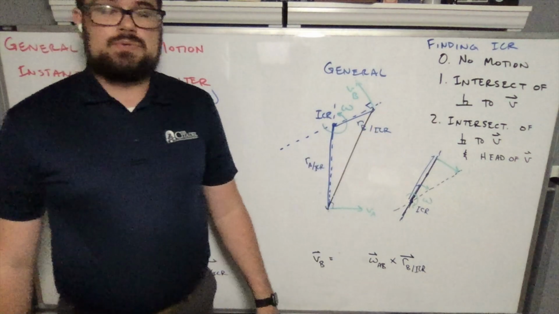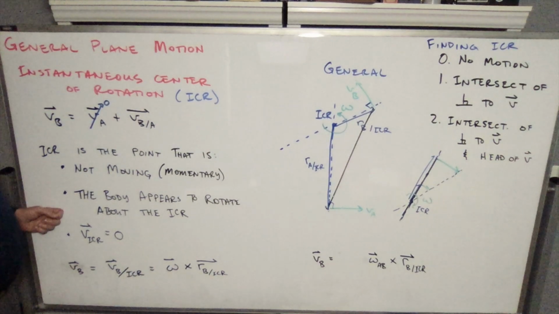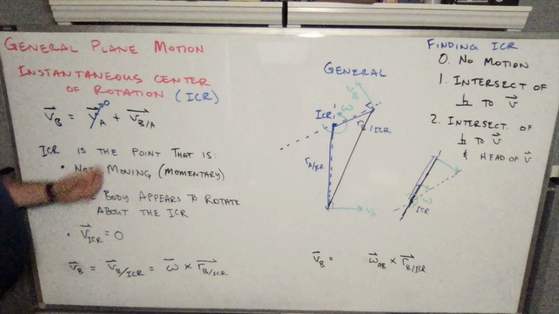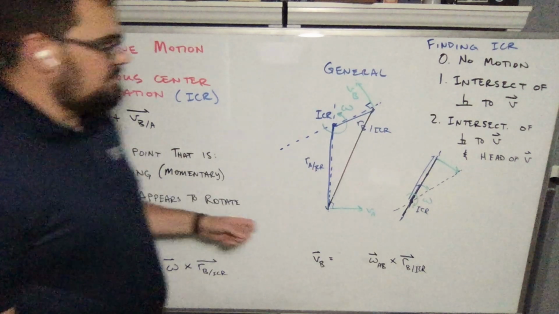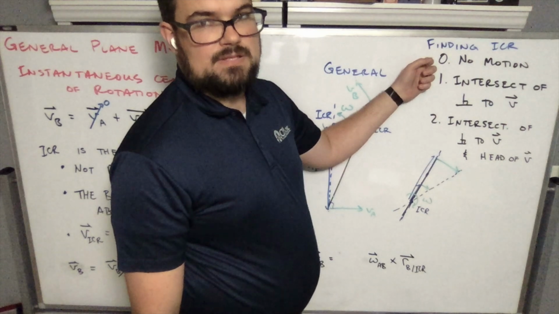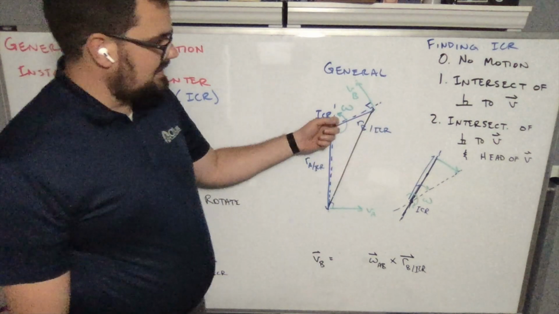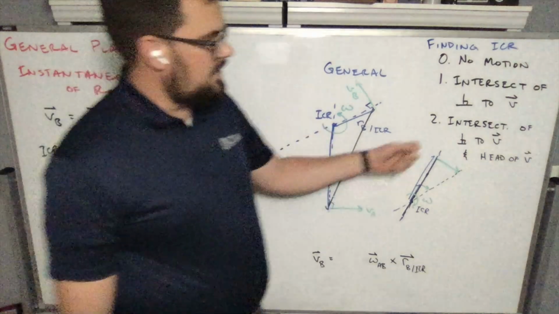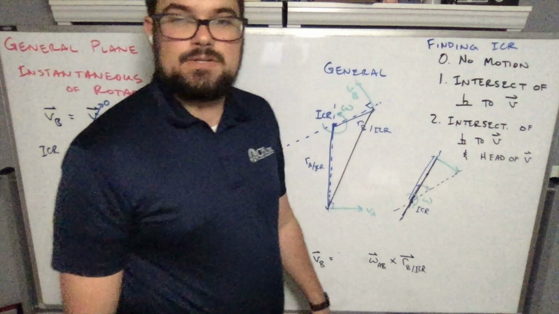There's our three rules. Again, the whole idea is that it's the location that's not moving. The body appears to be rotating around it. Because it's 0, we can use our relative motion equation and just solve it as a fixed axis rotation problem. We can identify the ICR by saying that it's the location where nothing's moving. It's the intersection of the perpendiculars to the velocity, like so, or the intersection of the perpendicular to the velocity and the head of the velocity, setting up similar triangles as we go through there.